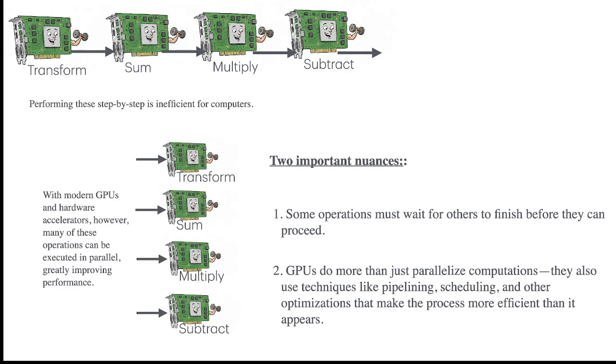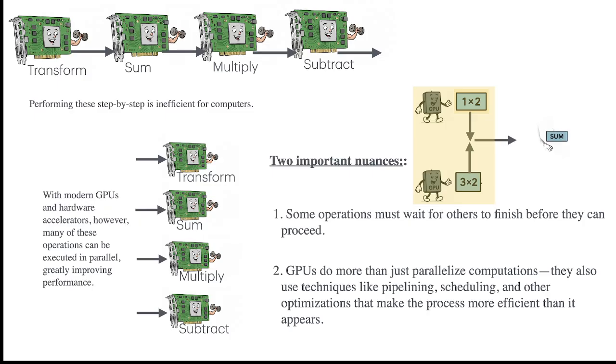There are two caveats, though. Some operations must wait for others to finish. For example, when finding a result matrix's entry, the products in that spot need to be computed first before they can be summed. Also, GPUs do more than parallelize computations. They use pipelining, scheduling, and other optimizations for efficient computation.